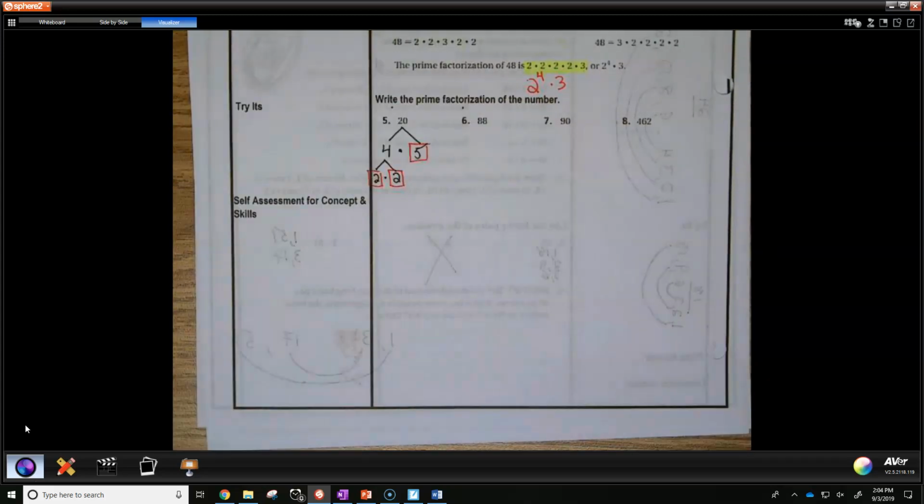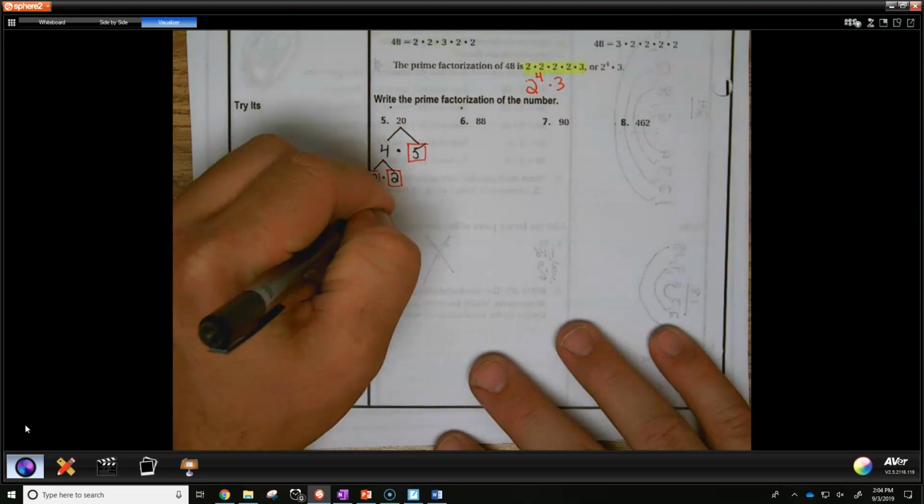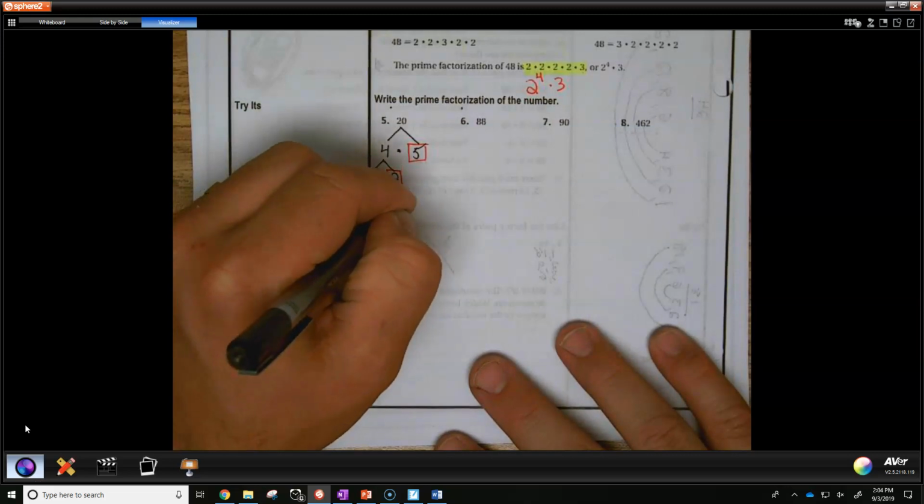Well, I'm done then. I have nothing to branch off because I've boxed everything off. So my answer is 2 times 2 times 5.